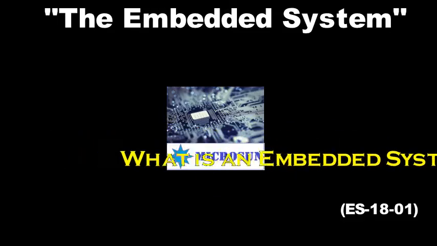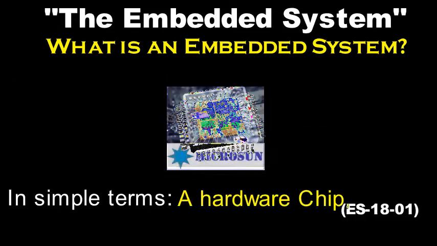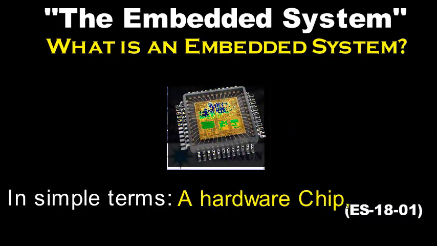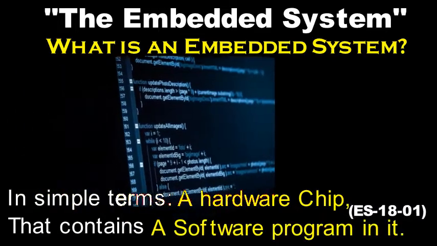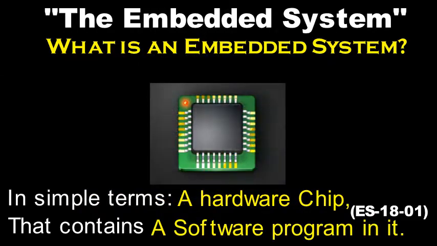What is an embedded system? In simple terms, the hardware chip that contains the software programmed in it is called an embedded system.